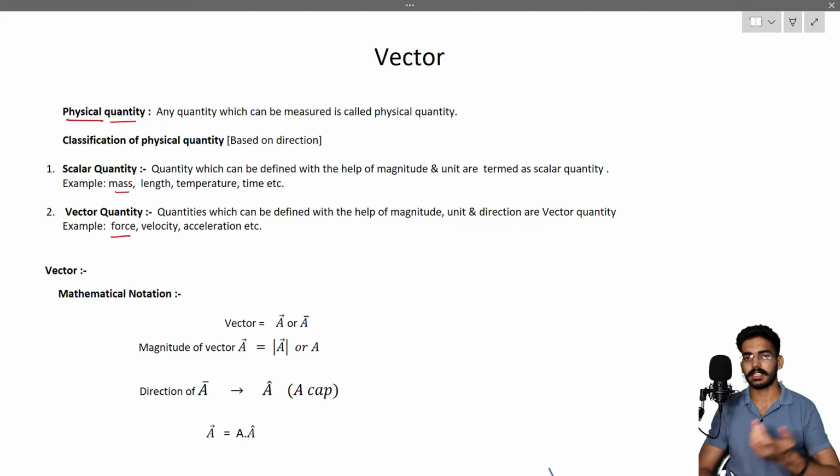Mass, you don't define any direction, there is no sense of saying which direction the mass is, right? So mass is a directionless quantity. Length, temperature, similarly time. And for velocity, in which direction the particle is going, right? So for velocity you define magnitude as well as direction. Acceleration, in which direction the particle has an acceleration, okay? So these are a few examples of scalar and vector quantities.